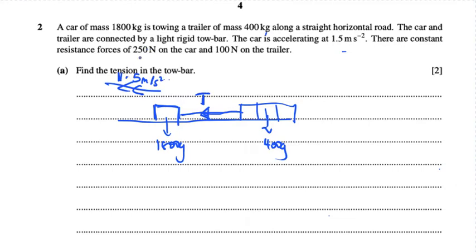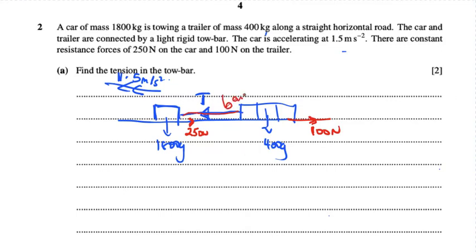Okay, and the resistive force on the car, so if the car is moving to the left, the resisting force is to the right, 250 newtons, and the trailer has another resistive force here, which is 100 newtons. Okay, so this is what we have, and they're asking us to calculate the tension in the bar.